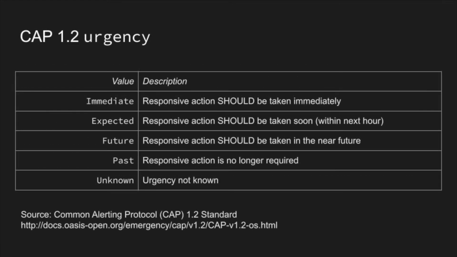In the CAP standard, urgency has 5 possible values for when action should be taken. Immediate, meaning now. Expected, meaning within the hour. Future, meaning in the near future. Past, meaning action is no longer required. And unknown, which means the originator simply does not know.